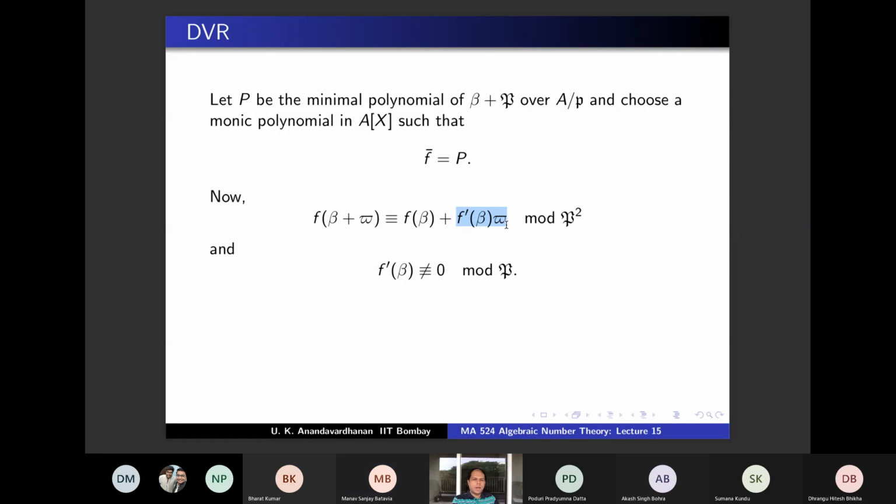Therefore, you know that this difference, this minus this whole thing, is in P square. Valuation at least 2. So what can you say about the valuation of f of beta? There are two possibilities. Either f of beta has valuation 1 or f of beta has valuation... can f of beta be a unit?